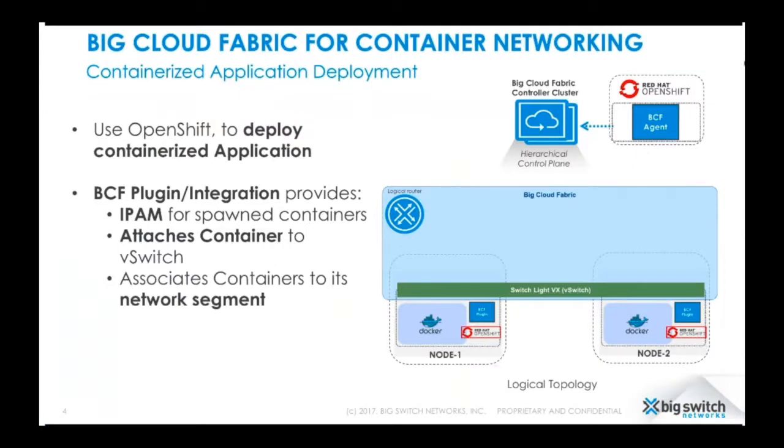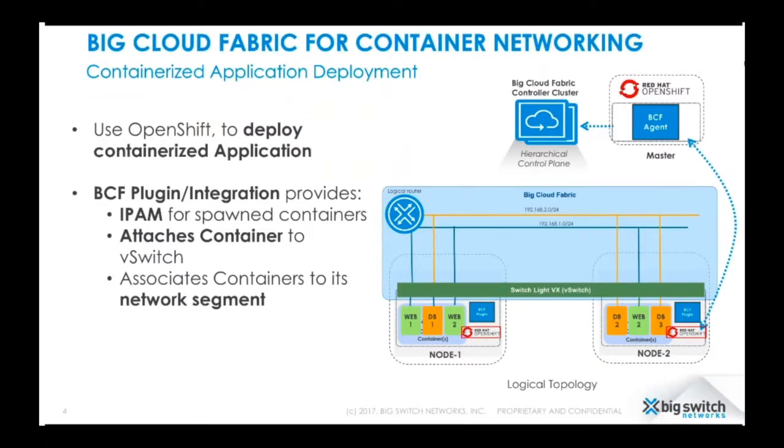The way the BCF plugin works is, as you deploy the containerized application using Red Hat OpenShift Container Platform, the BCF plugin provides a unique IP address to the container based on the network segment configured for that application. Then it attaches the container to the BCF virtual switch on agent nodes. And then the BCF agent takes care of configuring the BCF controller with the relevant segment membership configuration for the newly deployed application containers. From a network admin perspective, he or she would have full visibility into the container, and the admin can continue to use current network operational best practices for container networking as well.